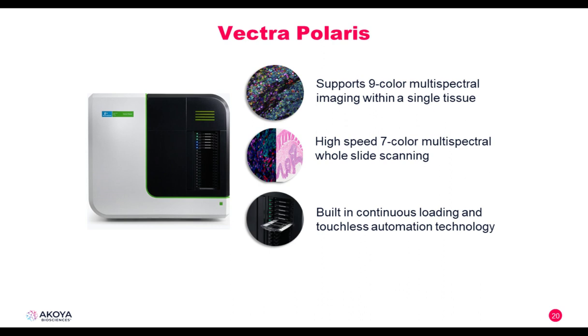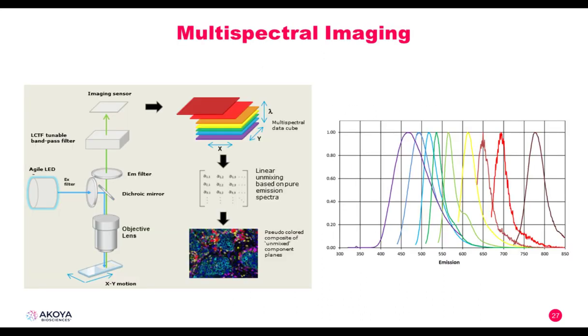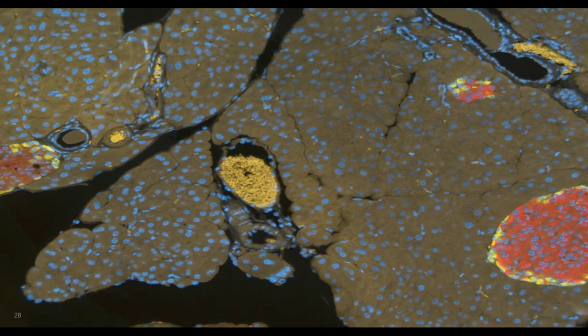I just want to touch on the imaging portion for a minute. All of these slides were imaged on the Vectra Polaris. The Polaris performs whole slide 7-color multispectral imaging, as well as 9-color field of view. What makes the Polaris special is that it uses multispectral imaging technology, which allows us to unmix and separate colors, as well as remove autofluorescence.